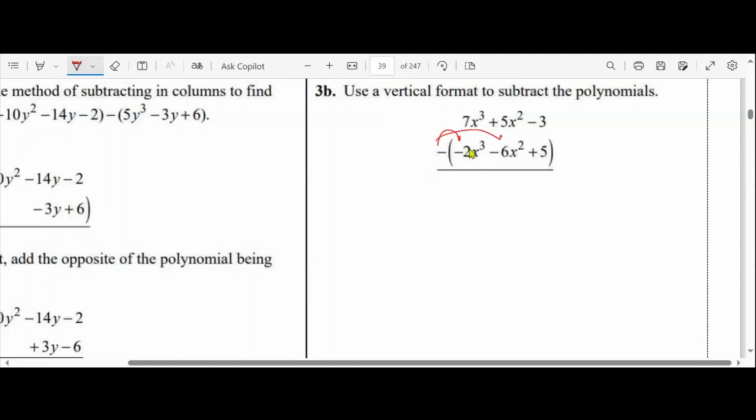Negative times negative. You're not enjoying the class or you're enjoying it? First day. First day, okay. Negative times negative? Because of subtraction. We're doing subtraction, right? So negative times negative?